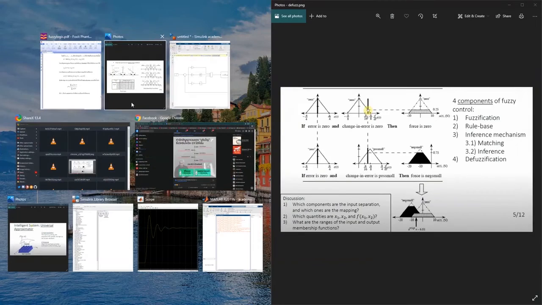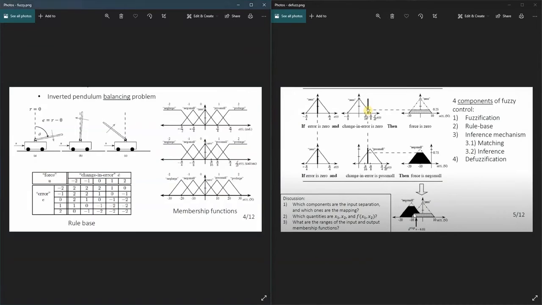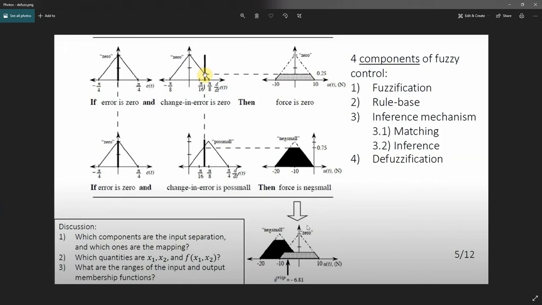So if compared to the output set, it would be at 0 and negative small here. It will be between here. Here negative small will be with 0. The way we do defuzzification is finding the center of area of these two sets. If I guess, I think the center of area would be around here. If we calculate according to the equation, the result will be around minus 6.81. This is the value of output derived from defuzzification.